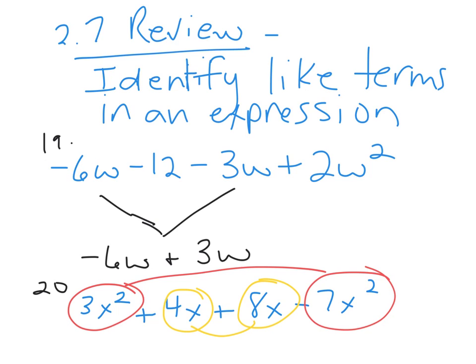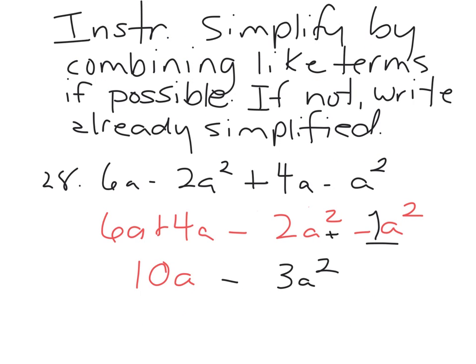In another problem, number 20, we had negative 6w, oh, sorry, wrong one. We have 3x squared plus 4x plus 8x plus or minus 7x squared. These two are like terms. They both are x squared. These two are like terms. Okay, so the next instructions are to simplify by combining like terms if possible. If not, write already simplified.